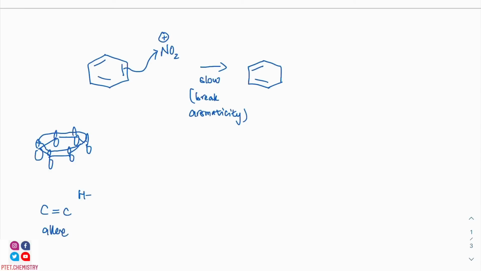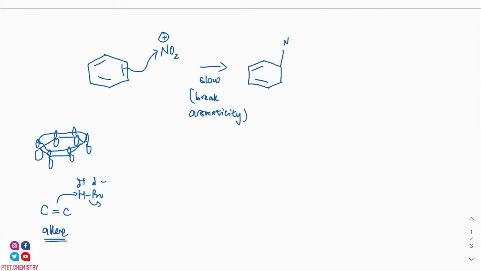With the alkene itself, yes, you break the double bond and you form a carbocation, but it's not as bad as this. This is really bad. That's why we need a really strong electrophile, and we need heat if we start from benzene, because we are destroying the aromaticity, something that it really likes. That's why it's slow. Okay, but regardless, it will proceed.